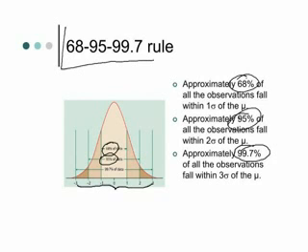This is what we call the 68-95-99.7 rule. And it's wonderful because it allows us to quickly determine the number of observations lying between two specific scores.